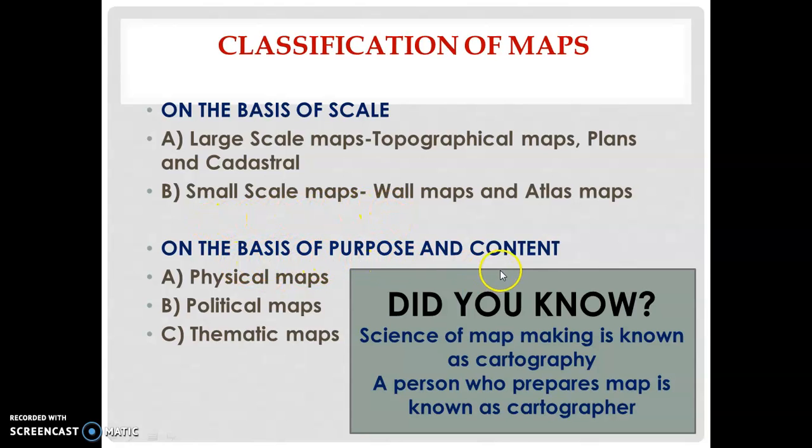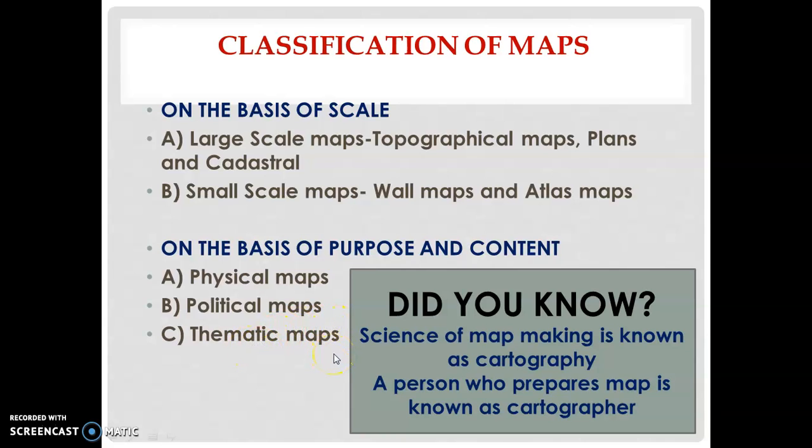On the basis of content, there are three types of maps. Physical maps: maps which show physical features such as rivers, mountains, plateaus. So these maps are called physical maps. Political maps are those maps which show boundaries of cities, towns, we can say countries. So these maps are called political maps.